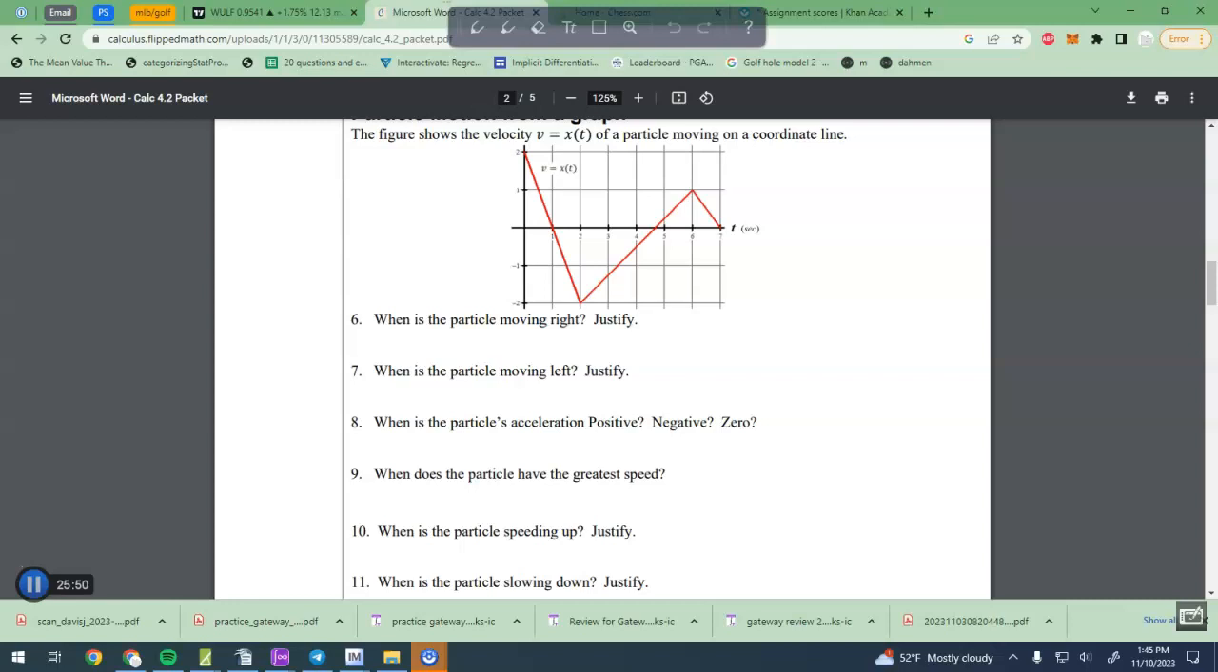Acceleration, positive, negative, zero. What does acceleration have to do with velocity? It's the derivative of it. On a graph, what is the derivative? How do we take the derivative of a graph? Take the slope of it, because the derivative and slope are the same thing. So the derivative of this graph is acceleration. So the slope of this graph is acceleration. So the slope of velocity, slope or derivative, they're the same thing. Derivative, slope of velocity is acceleration.